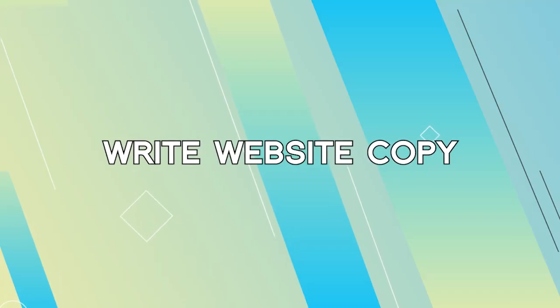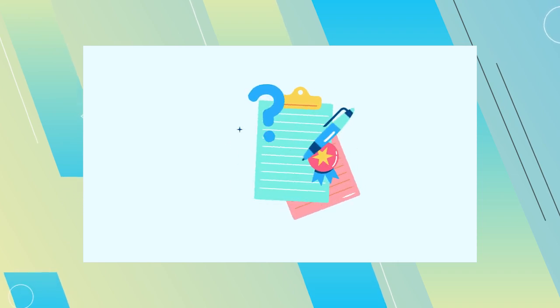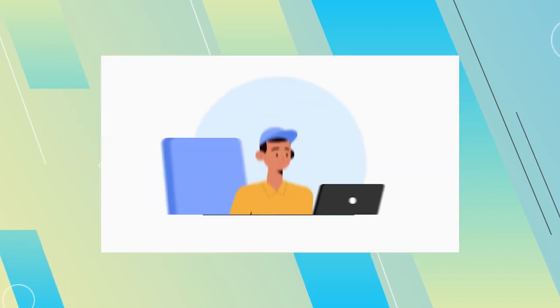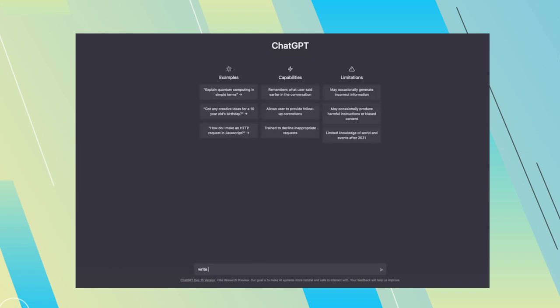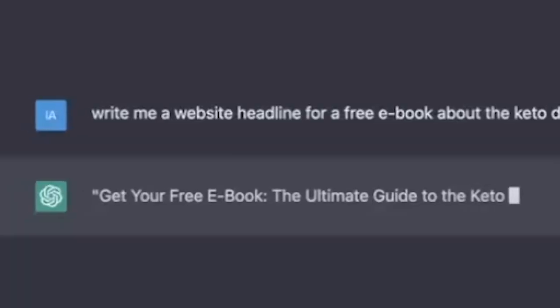Step number 2, write website copy. So to get people to download your lead magnet, you'll need compelling copy that clearly explains what the lead magnet is and why it's valuable. And that's where ChatGPT comes in. Simply tell it what you're looking for and it will generate website copy for you within seconds.